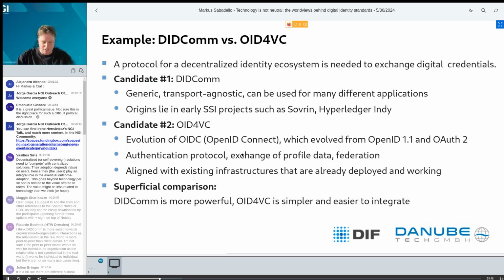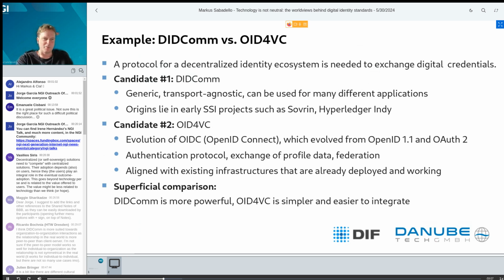So the first one is DIDComm and OID for VC. What is that about? These are protocols that can be used for exchanging credentials, exchanging verifiable credentials, right? If you have a digital wallet and you have credentials such as a digital driver's license, digital diploma, something like that, you have that in your digital wallet. Now you need a way of first of all receiving them, so how a credential gets issued into your wallet, and then also how you can share it, how you can prove that you have a driver's license, for example. Then there needs to be a protocol for moving that data around.